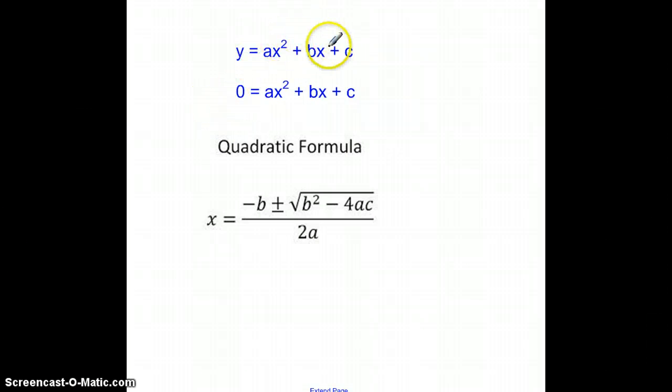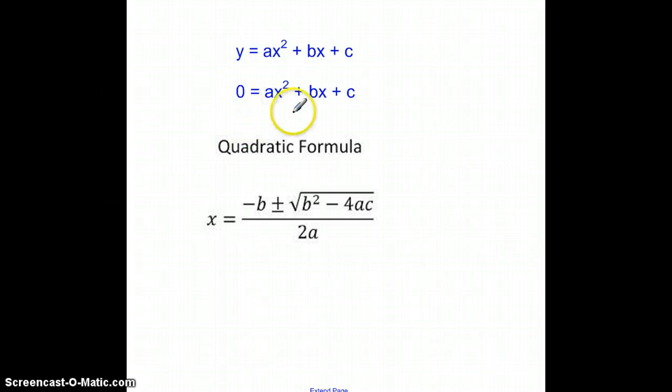Right here, again, this is our standard form. Essentially what we're doing is we're saying, hey, y equals 0, and we try to factor this. So as we were saying, this is the quadratic formula. Again, we're looking at the standard form here. We're trying to find the x-intercept.